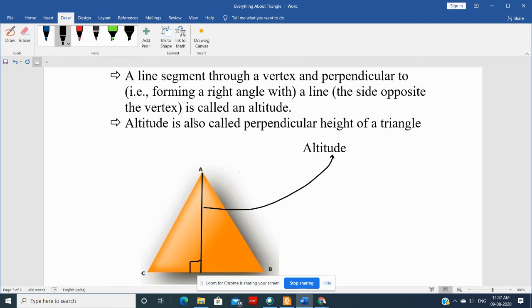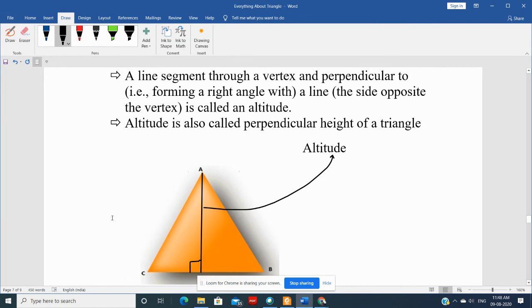So again, a line segment through a vertex perpendicular. Perpendicular means forming a right angle. So a line segment through a vertex and perpendicular to a line, and which is this line? It is the side opposite to the vertex, is called altitude. So here in our case, AD becomes the altitude of triangle ACB. Now, altitude is also called perpendicular height or perpendicular. This is nothing but a perpendicular distance of a triangle.